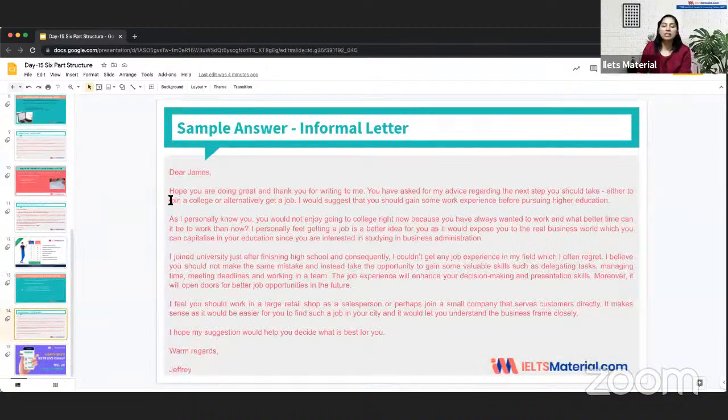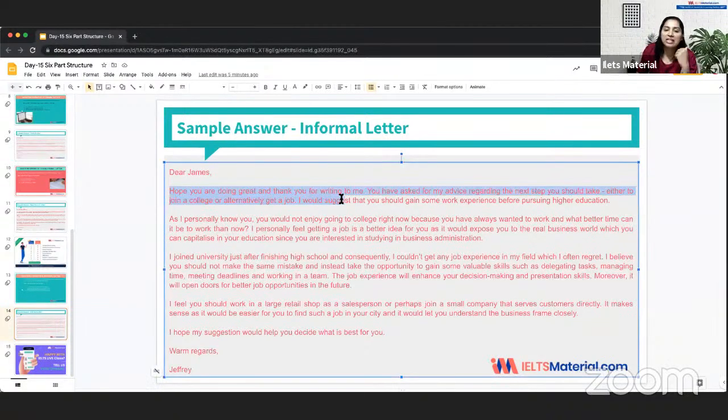So here the answer is, dear James. I'm writing it very clearly, directly to the person. So it is giving you the statement, dear James, hope you're doing great. So this is you greeting your friend, and you are also giving the context of the letter, that is, you are writing the letter to advise him a few things. That is what should be there in the first paragraph.